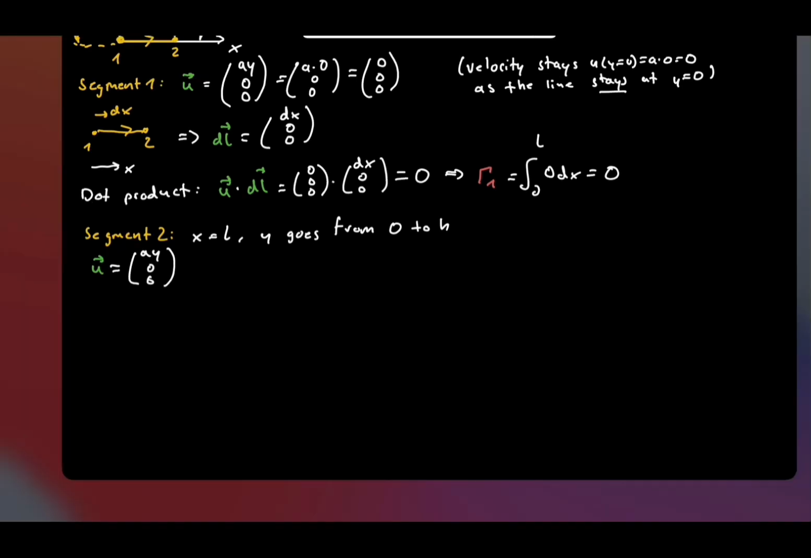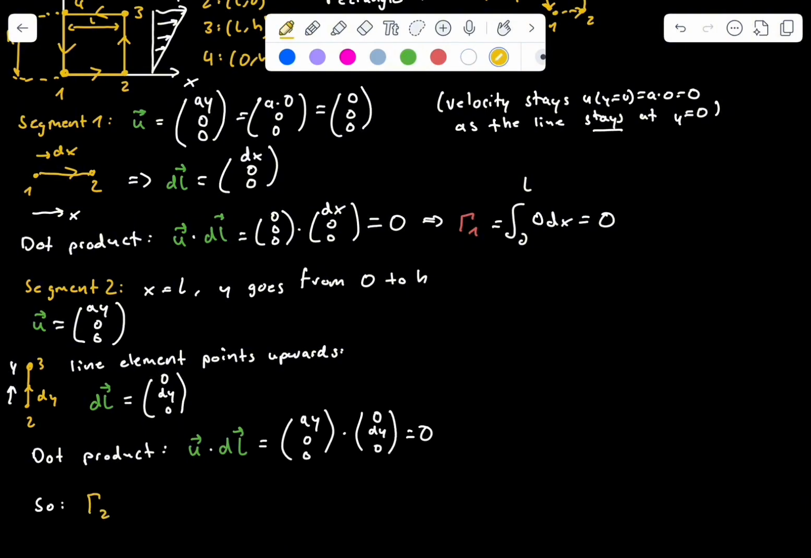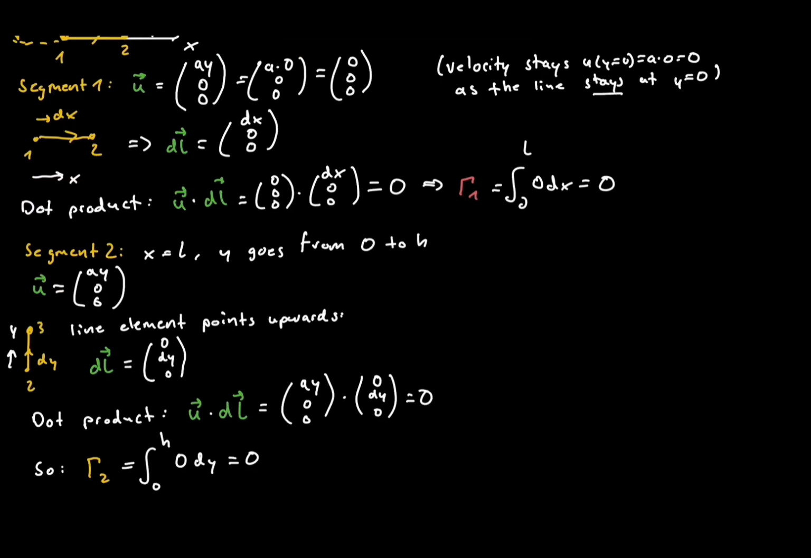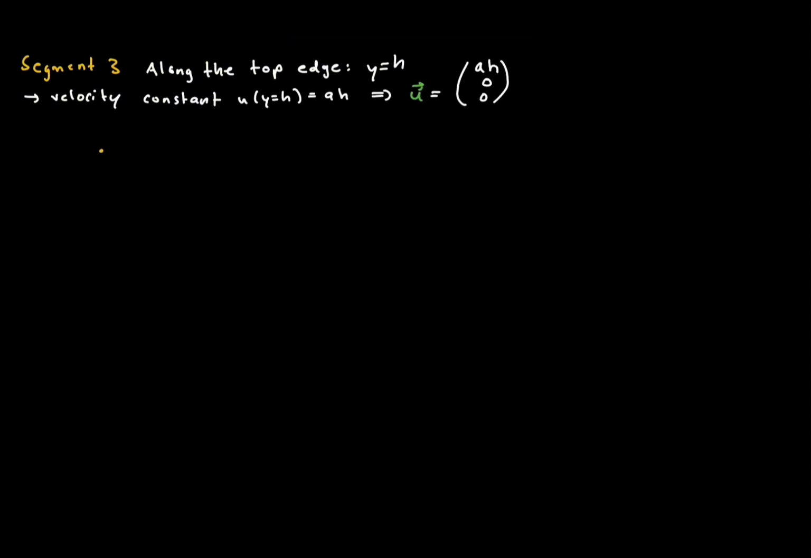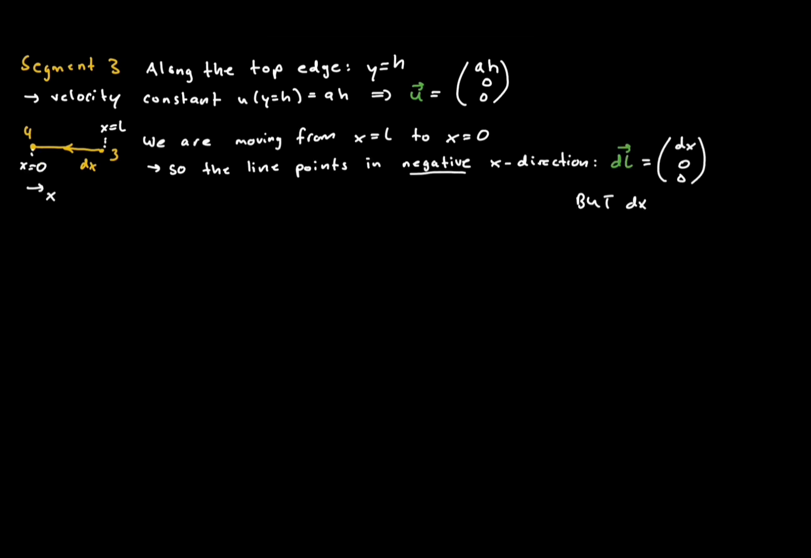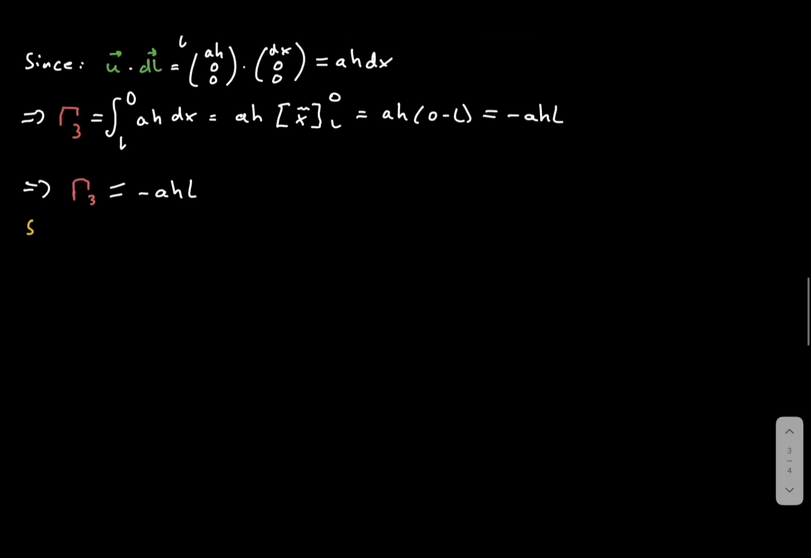Along the right edge, we move vertically upward, but the velocity points horizontally. Since the velocity is perpendicular to the path, the contribution is again 0. Along the top edge, y equals h, so the velocity there is a times h. Now we travel from right to left, so the path is in the negative x direction. That means this edge contributes minus a times h times L.